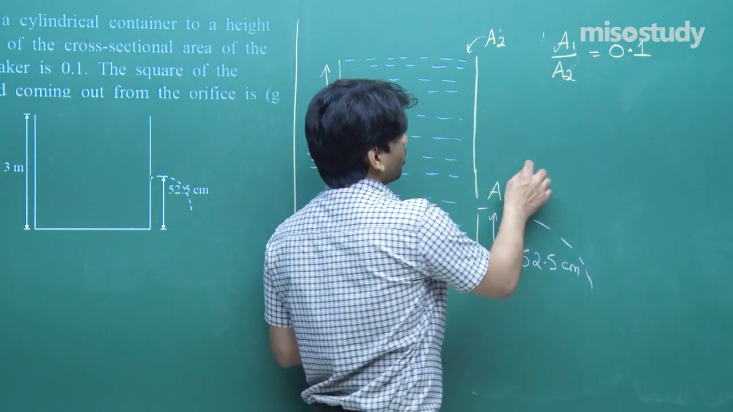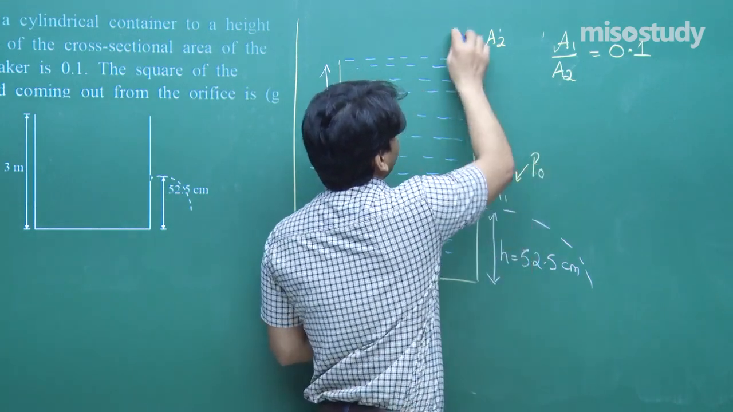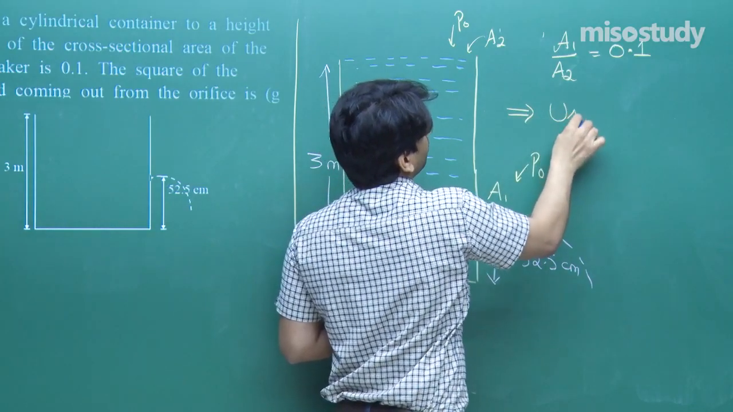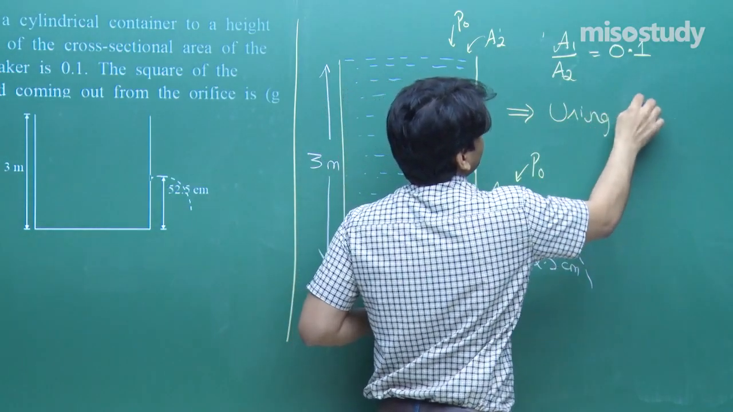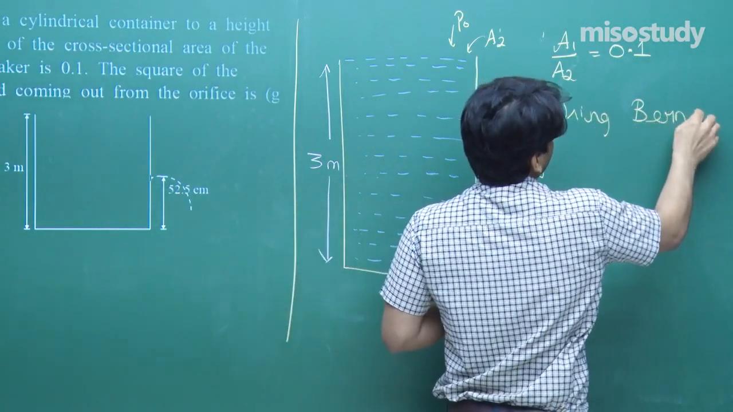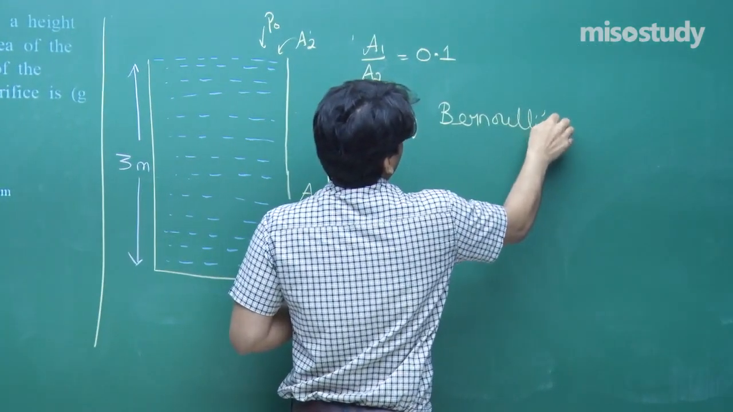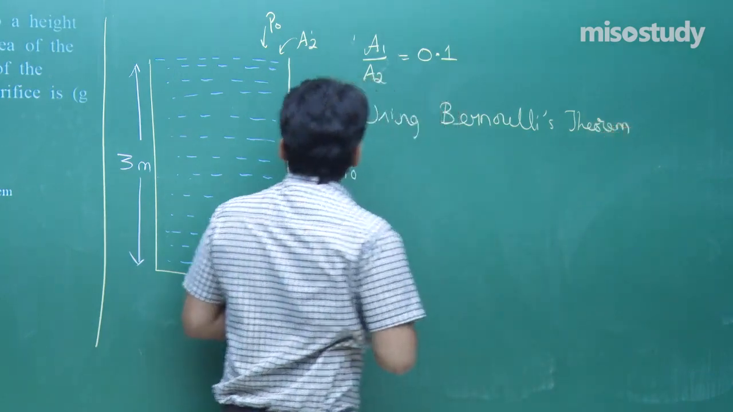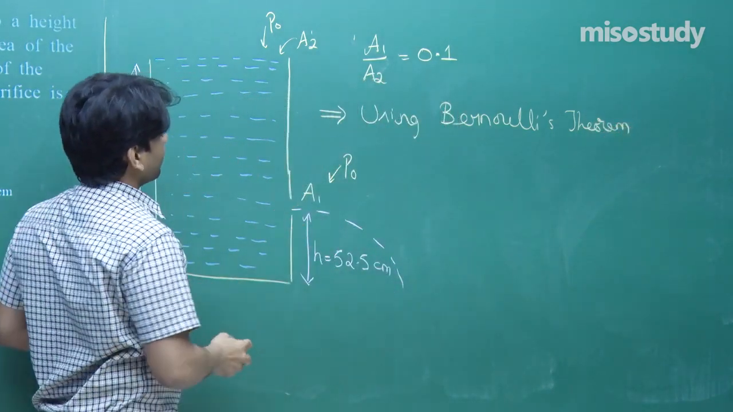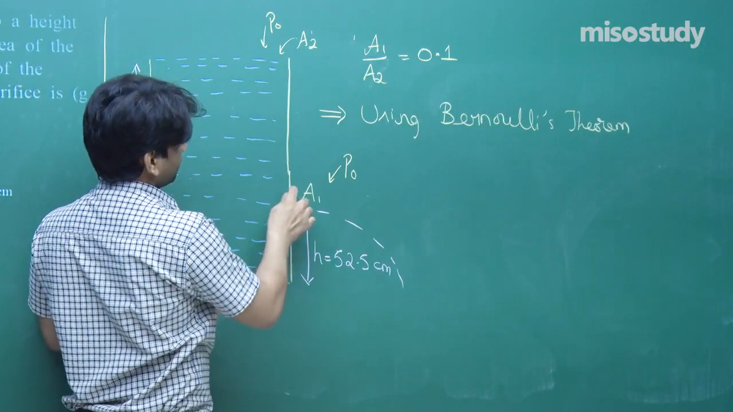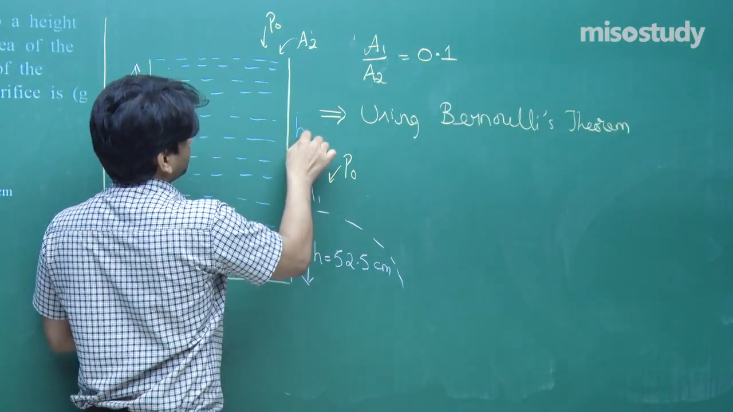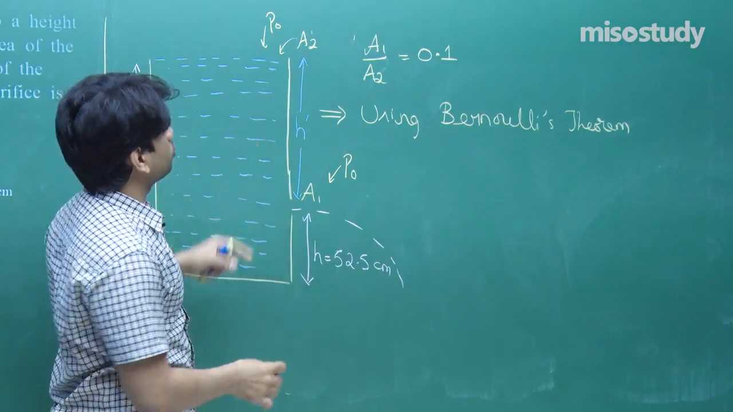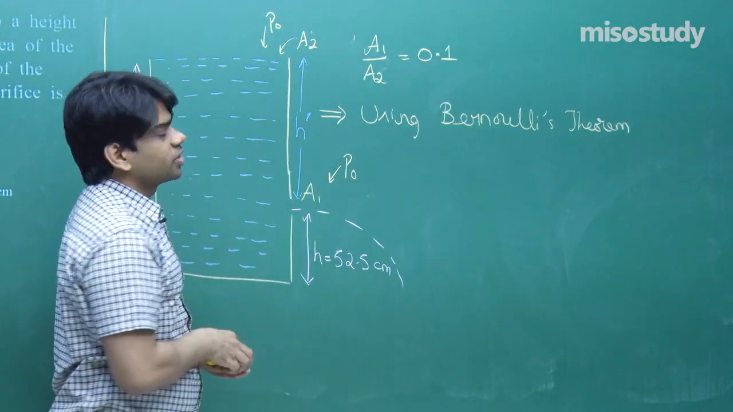We can say that if the atmospheric pressure is P0 here, it will be P0 at this end also. So equating pressure, or using Bernoulli's theorem at the 2 points, let us say this is h we have taken, and let us say that this height from the orifice to this top is h dash, that is what we have mentioned here.